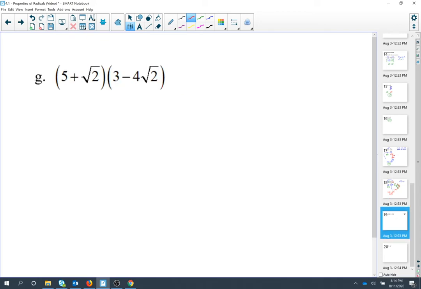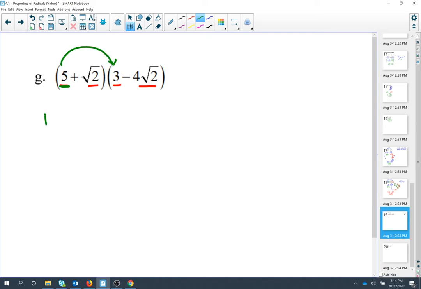Letter G. Okay, letter G, we are not just flat out distributing anymore. This is a binomial times a binomial. So now we have to FOIL or distribute more. So that's a term, that's a term, that's a term, that's a term. We're going to keep this guy all together. I'm going to start with the 5, and I'm going to do my firsts.